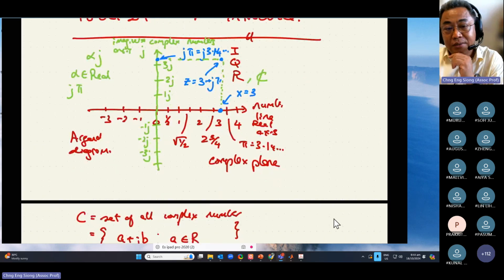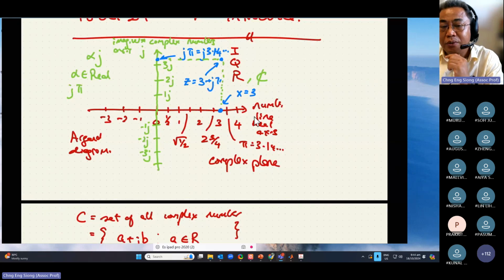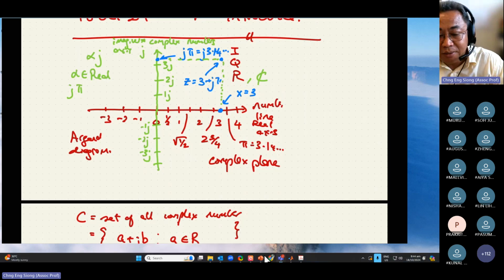Now, you look at this. I'm going to now solve it. I'll show you exactly where the roots will land. Okay, guys?